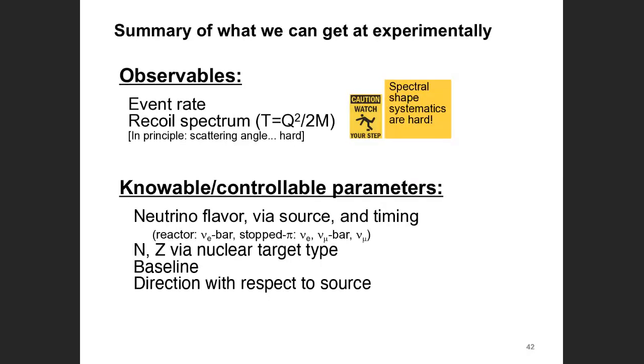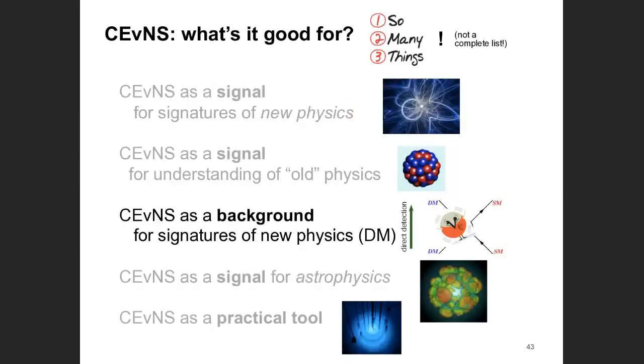So here's what we can get at experimentally if we're going after new physics. The observables are really the event rate and the recoil spectrum. In principle, you can measure also the scattering angle. That's experimentally currently pretty hard, but something we could maybe go after in the long term. I have to mention here that there are systematics in the spectral shape, but it's something that we are continually improving. There are knowable parameters here. You can know what the flavor is via the source, which I'll say more about. You know what your nuclear target is, so you know N and Z, you know the baseline, and you know the direction with respect to the source. So these are the observables you have to work with.